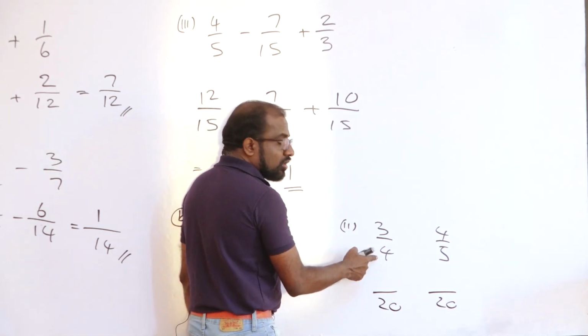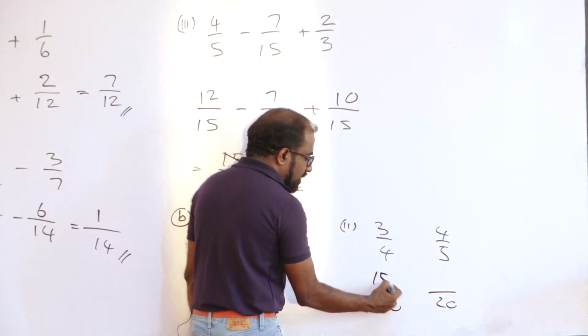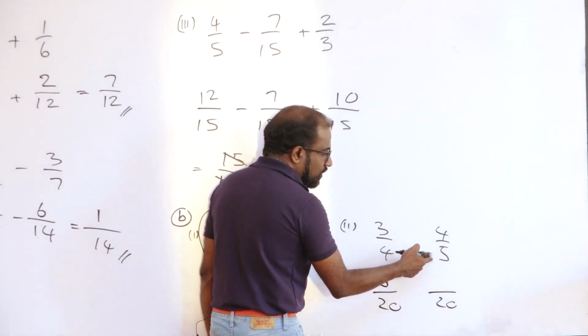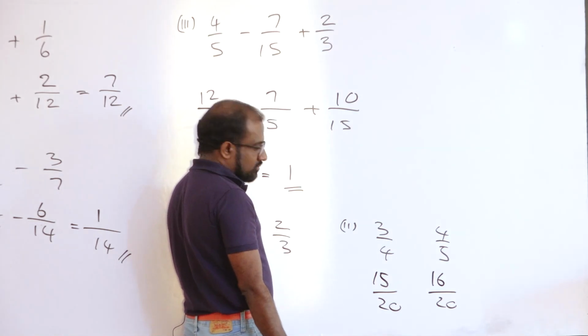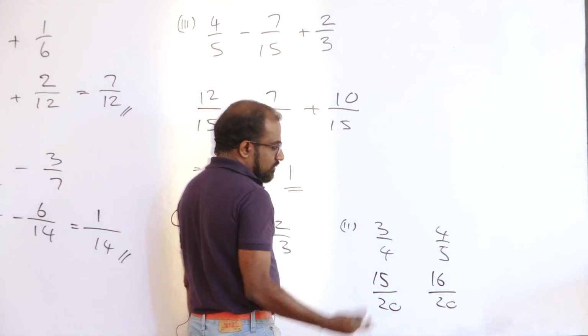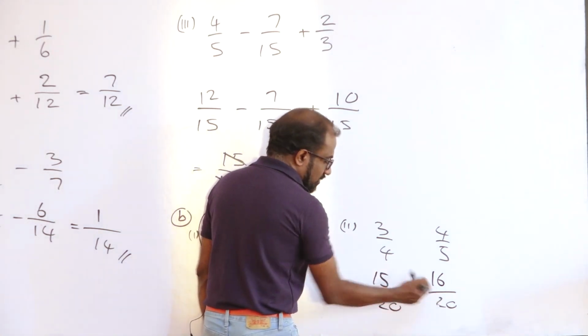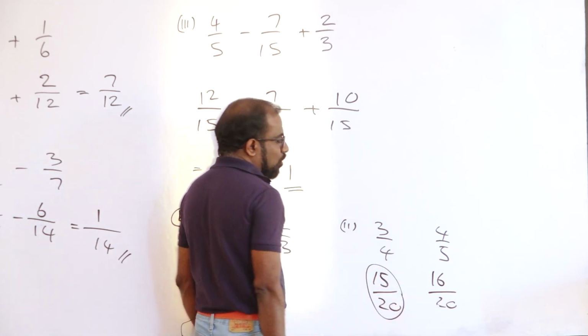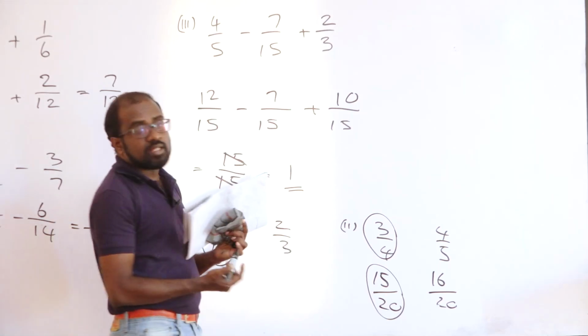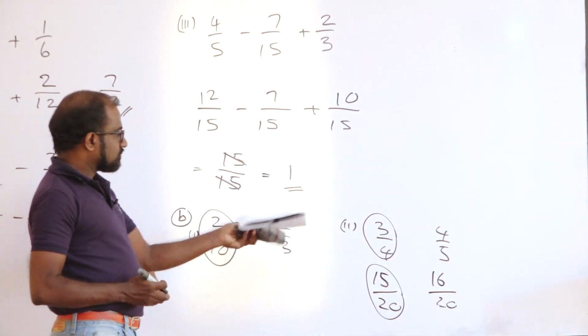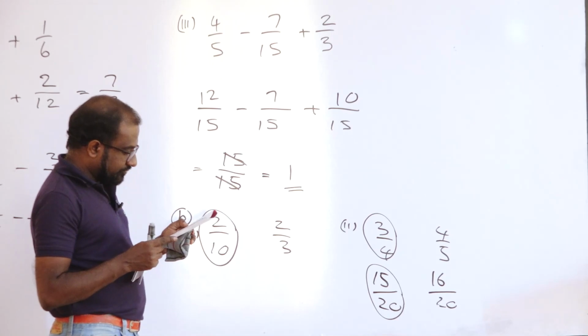20 divided by 4, 5. 5 times 3, 15. 20 divided by 5, 4. 4 times 4, 16. Now you can select the smallest one. Out of 20, 15 is smaller than 16. So 3 over 4 is smaller than 4 over 5. So that's the smallest fraction.